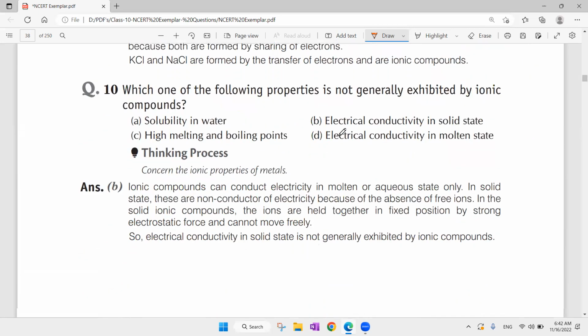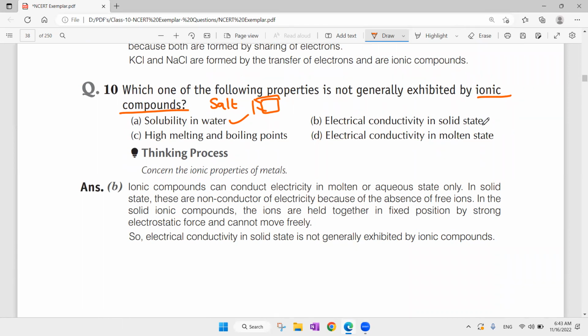10th question. Which of the following properties is generally not exhibited by ionic compounds? So here we have to select the option which is not applicable to ionic compounds. Solubility in water, yes. Whenever you are talking about an ionic compound, remember just the salt which is present in your kitchen, that crystal salt. Solubility in water, yes, salts are soluble in water.